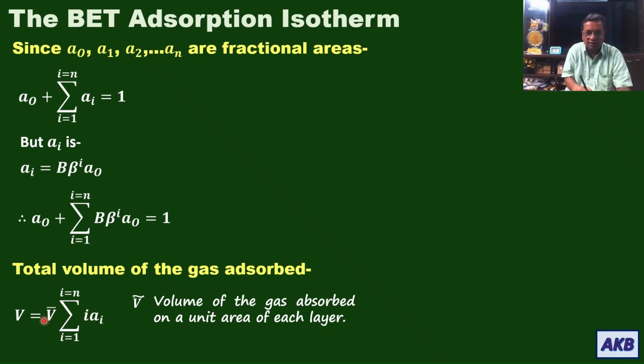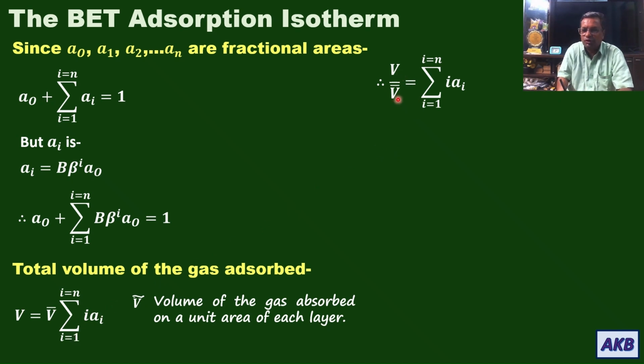So you are multiplying the volume per unit area with the total area. So that gives us the total volume of the gas that is getting adsorbed on the surface of the adsorbent. So I hope this equation is clear to you. Now we will continue with this equation.